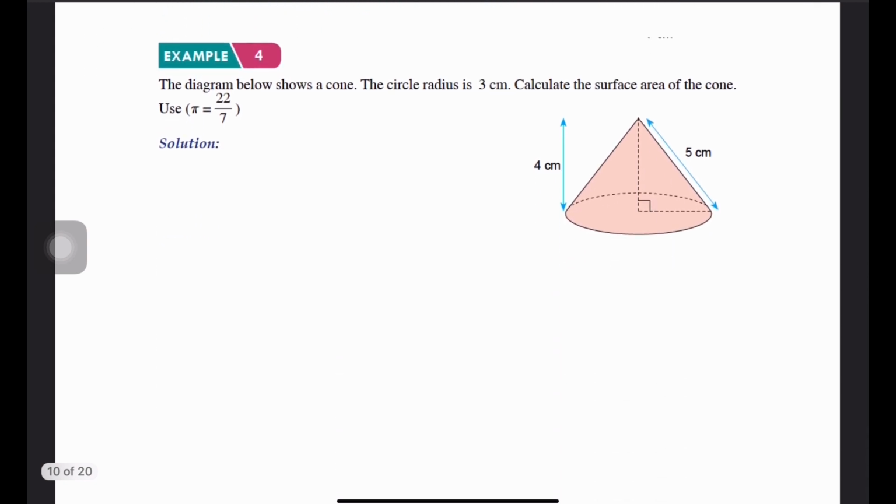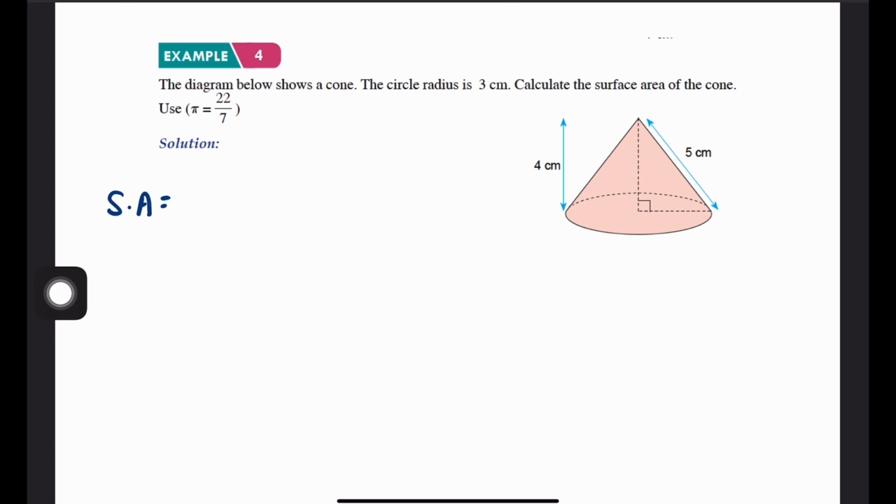Next, example 4. This is a cone. The diagram below shows a cone. The circle radius is 3. Calculate the surface area of the cone. So surface area of a cone. You can just memorize the formula from the previous example. So we start with the base, circular base.